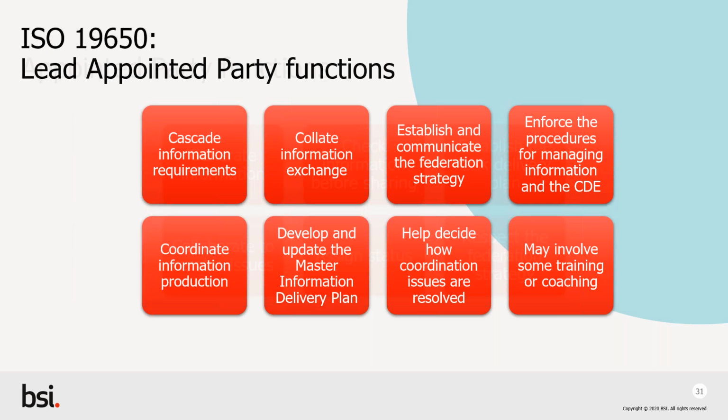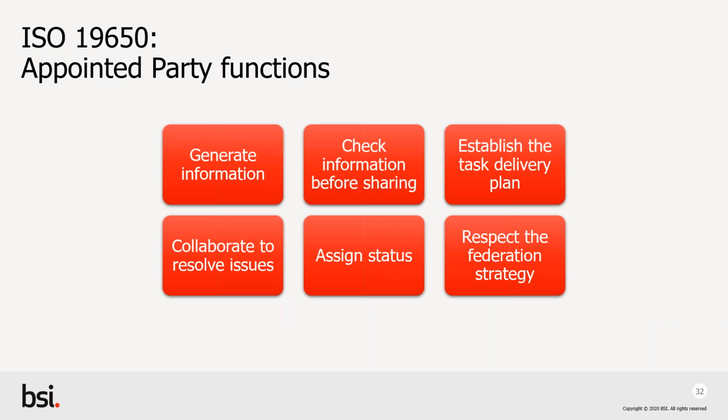And then last but not the least are all the stakeholders who are not the lead appointed party or your client, the appointing party. They are called appointed party functions. So the likes of structural engineers or external trade contractors, cladding contractors, MEP contractors, facade contractors, and all those trade stakeholders. They have certain functions to perform according to ISO 19650, and therefore they require certain skill sets in their business, in terms of generating information, checking information, and establishing procedures, and making sure that they are within that framework.